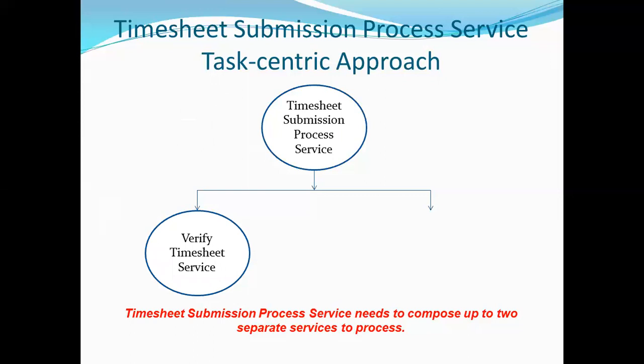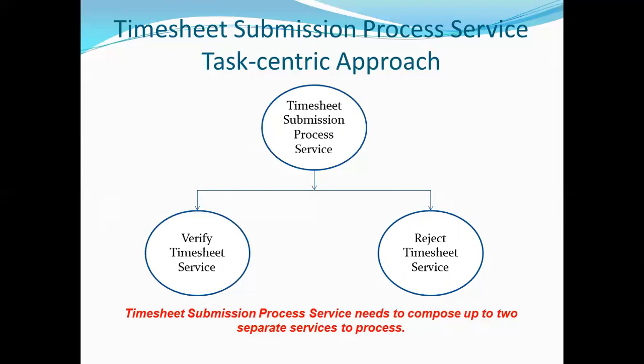The first is the verify timesheet service. It takes all the details, and if all the steps are fulfilled, then it accepts the timesheet. The second task is, if one of the steps fails, then reject the timesheet. So the timesheet submission process service is divided into two tasks: the verify timesheet service and the reject timesheet service.